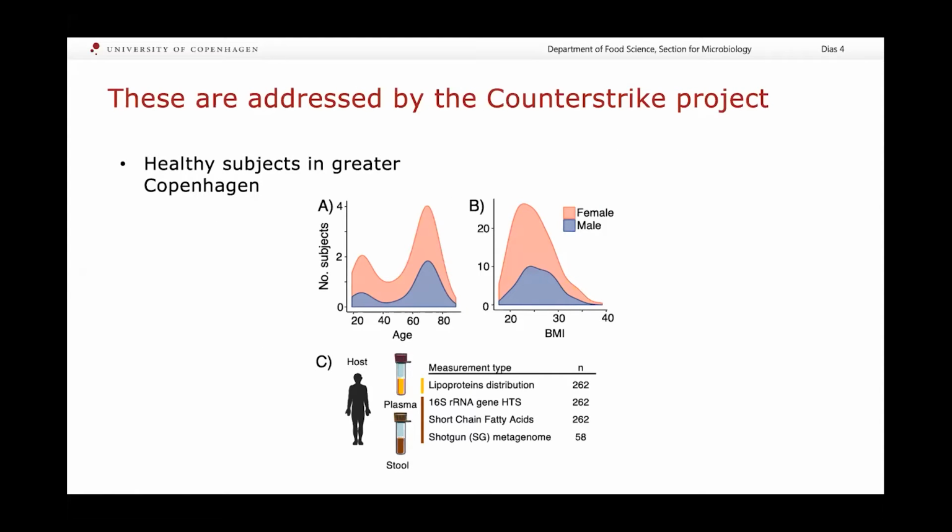Part of these questions we're trying to address in the Counterstrike project, where we have collected samples from healthy individuals in the greater area of Copenhagen, of different ages, ranging from 20 to almost 90 years of age, and different BMIs. From them we have mapped the lipoprotein distributions in the plasma, and sequenced a lot of data from, for example, 16S gene amplicon, short-chain fatty acids, and shotgun metagenome from a subset of samples.